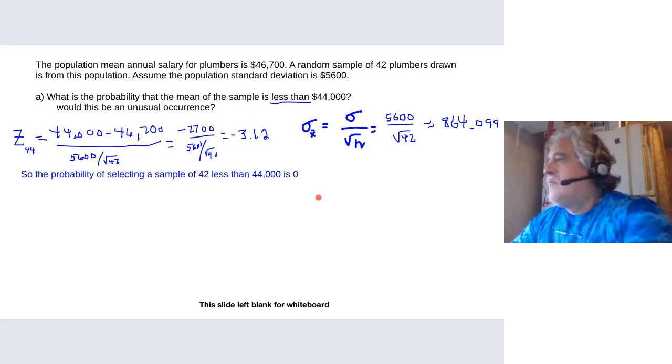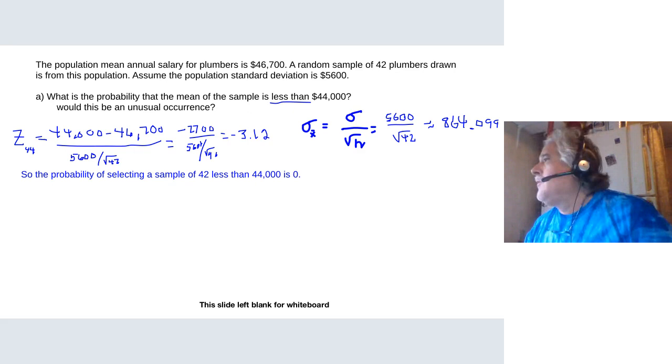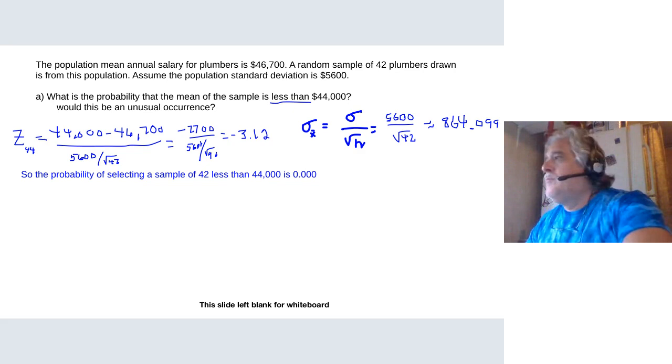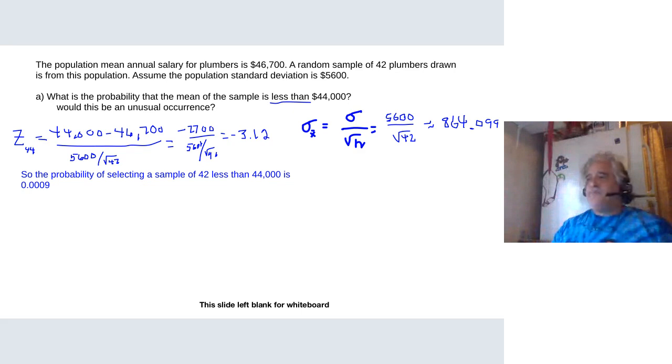So we're going to say 0.30. All right. So here's the probability. Really small. Because as I had said, when you get outside of three standard deviations, you're getting into very rare territory. So that's why this is so small, especially with that sample of 42.